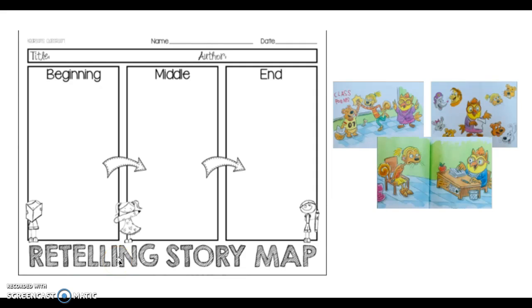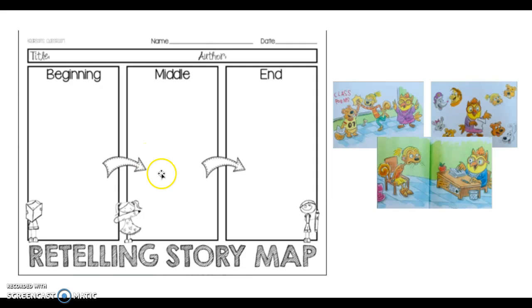Good job. Now the next section of our story map says middle. So we want to find the picture card, a retelling card, that shows us what happened in the middle of the story, Sophie and the Perfect Poem. Pause the video while you find that retelling card and set it right here in this box.